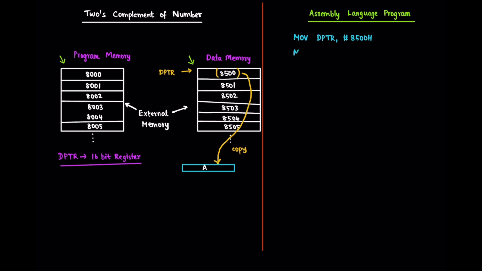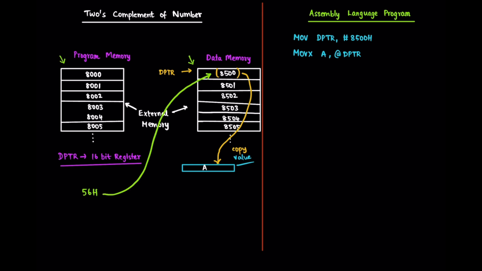have to use MOVX. MOVX A, @DPTR, we are sending it to A at DPTR. So I'm accessing the location 8500 at DPTR, taking the value and copying it into the accumulator. Now initially in 8500H where the DPTR is pointing, there is some hexadecimal number present in it. For example, let's say 56H is present in this 8500H.